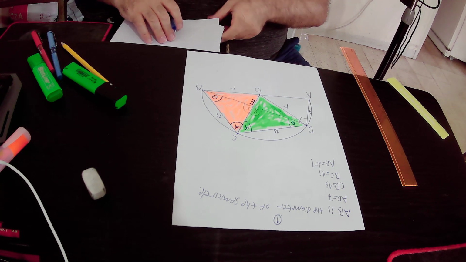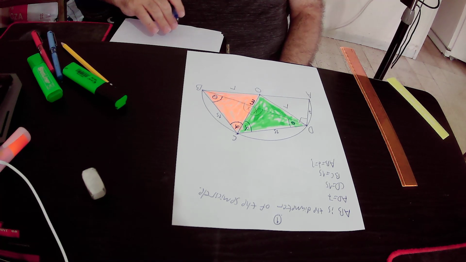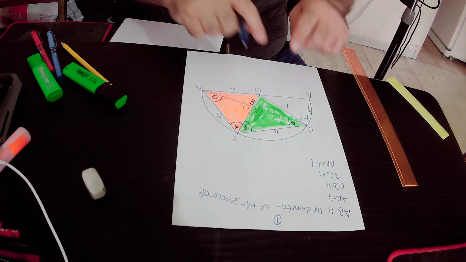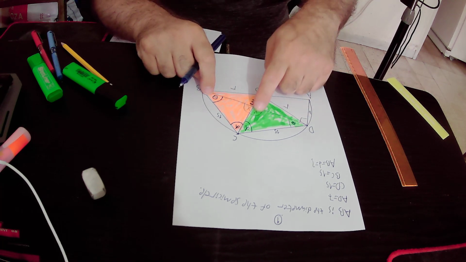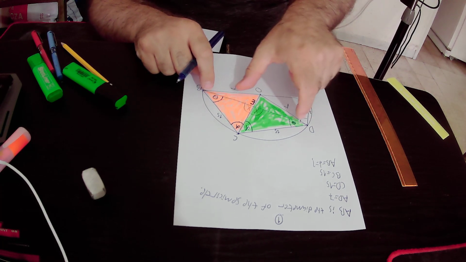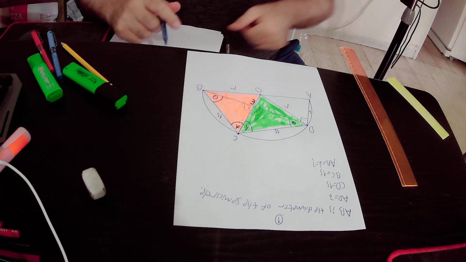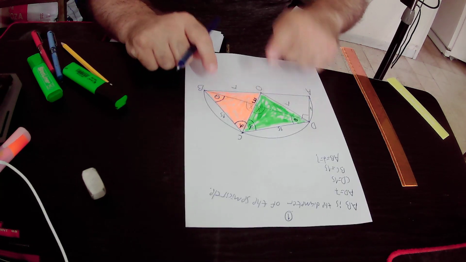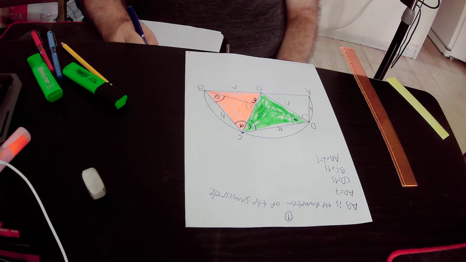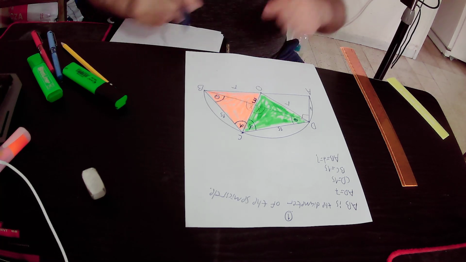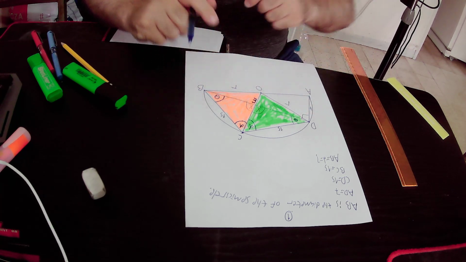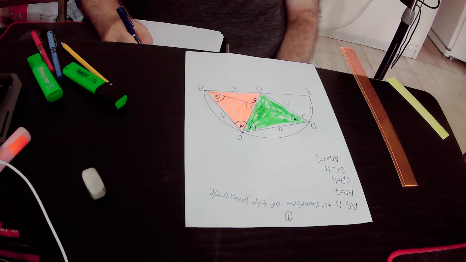So actually, what is the size of angle DEB? x plus x actually equals angle DEB. Okay, angle DEB, this angle is equal to x plus x in size. Angle DEB equals x plus x, that is 2x.